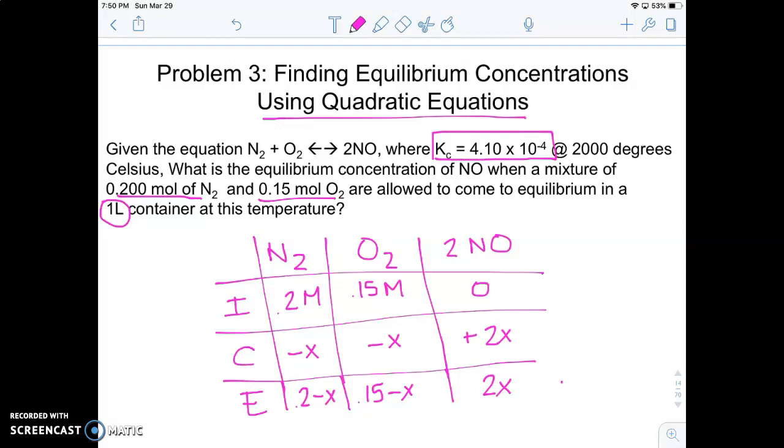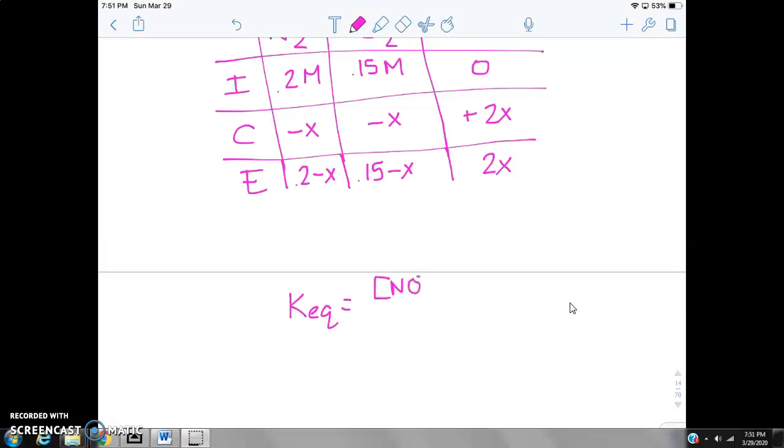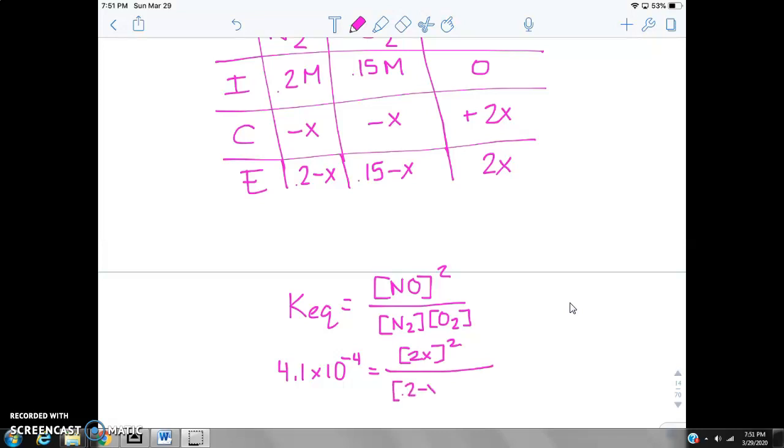Okay, so if I take now my equilibrium constant and I write it out, I have my products over my reactants. They gave me the KEQ of 4.1 times 10 to the negative 4. They gave that to me in the question. For the concentrations, all I have to plug in are what I solved for in the E row. So NO is 2x, and that's squared. And then I have N2 is 0.2 minus x, and 0.15 minus x.